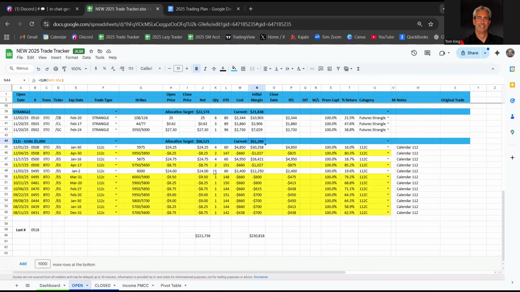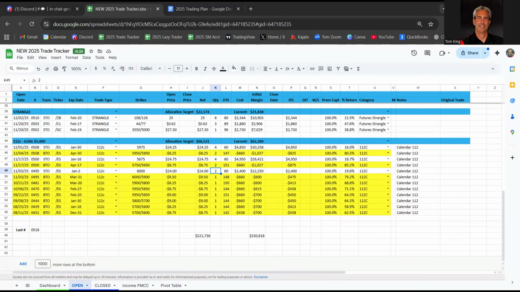Now, I did go from two naked puts every 112 to now it's four. So I have increased the size. I've doubled the size of my 112. So I'm now doing 224s technically here. So that's going to definitely increase the income. These have not started to come off yet. I'm finishing up with the last 112.